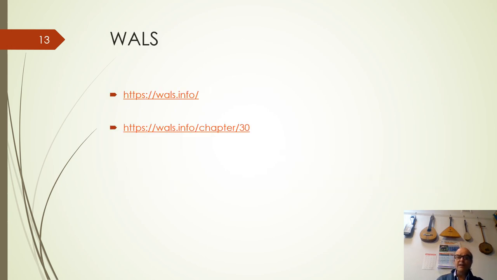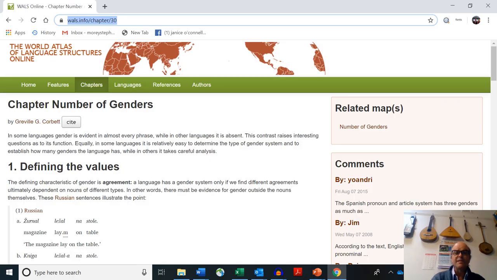Okay, I'm going to leave you now with a couple of links that you might like to look up. These are both related to the World Atlas of Linguistic Structures, or the WALS. And the WALS is really interesting in containing lots of information about languages and some very lovely maps. If we look at chapter 30, which is called Number of Genders, you get some idea about how genders work across the world. If you can, have a look at it before we talk tomorrow. That'll be Friday. Okay, thank you very much.